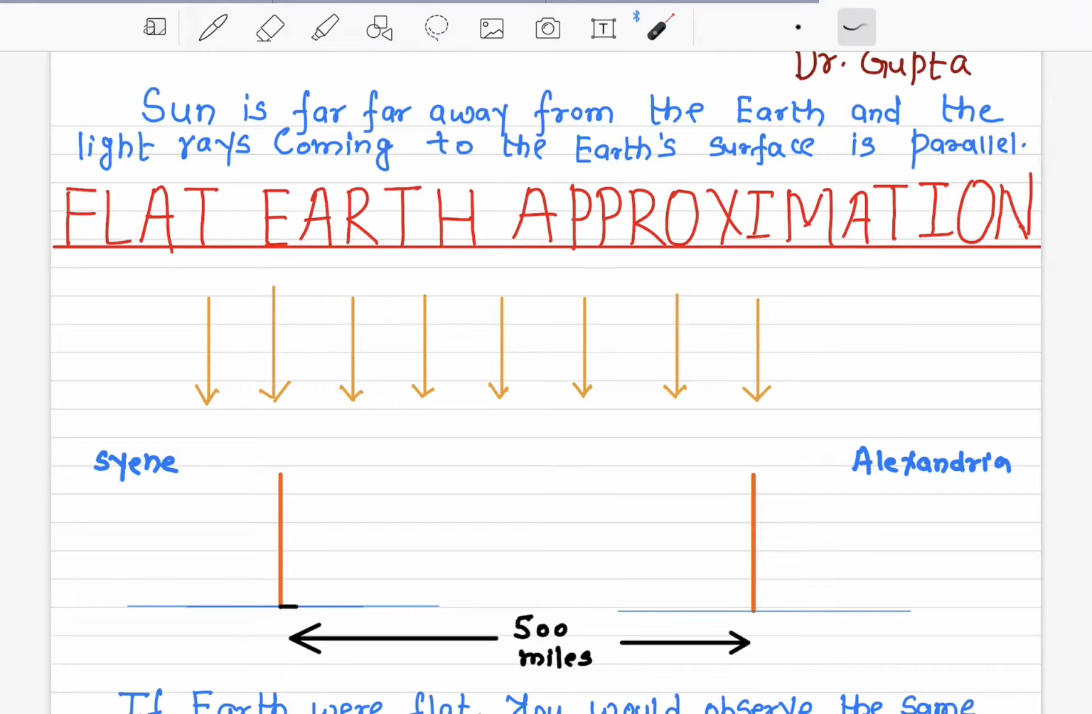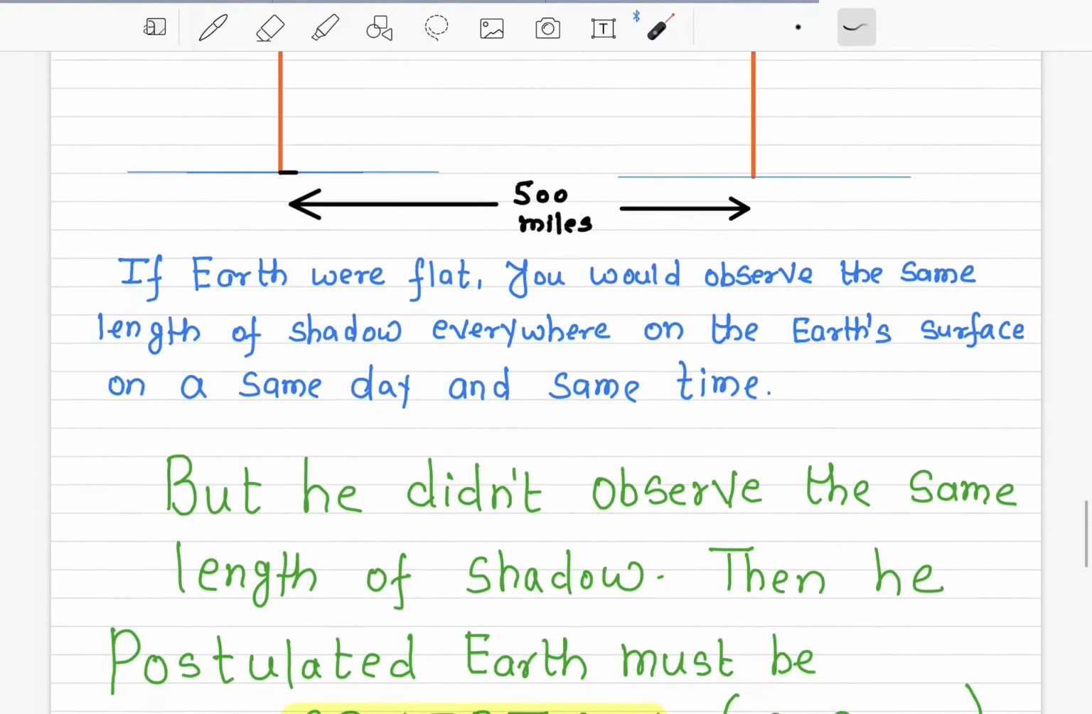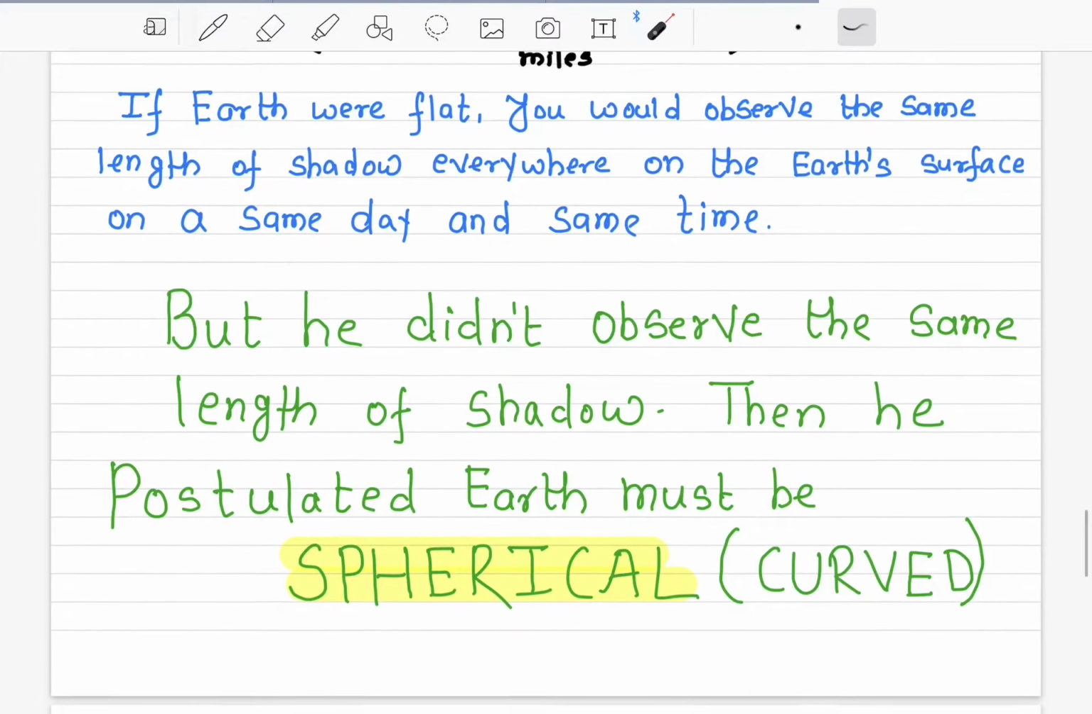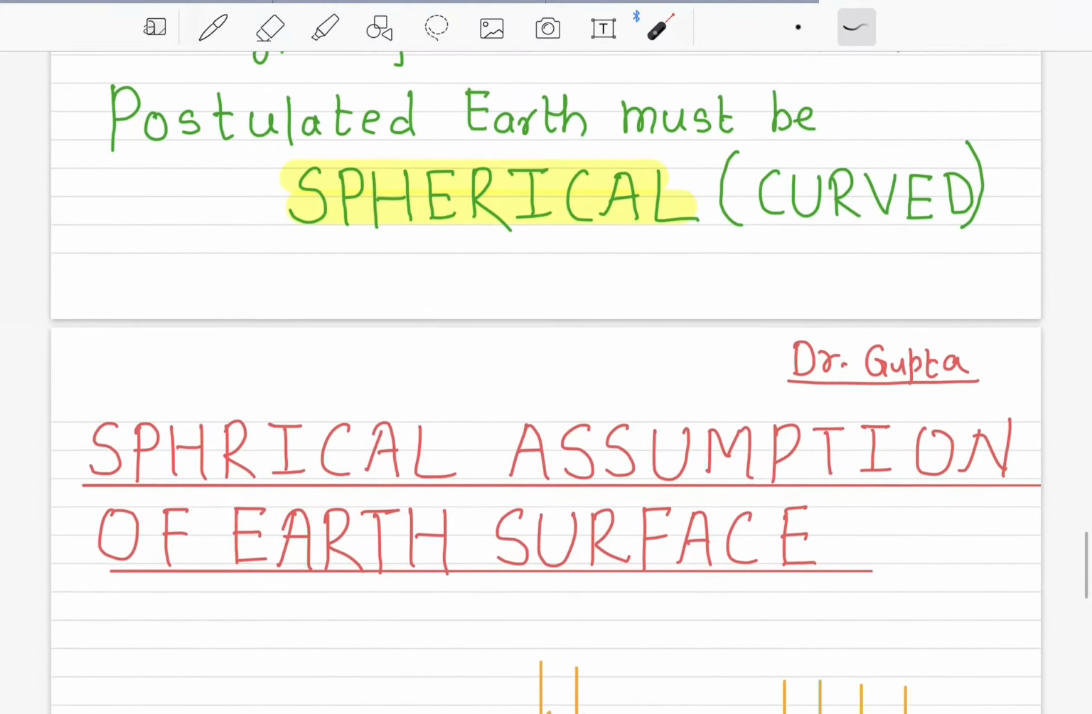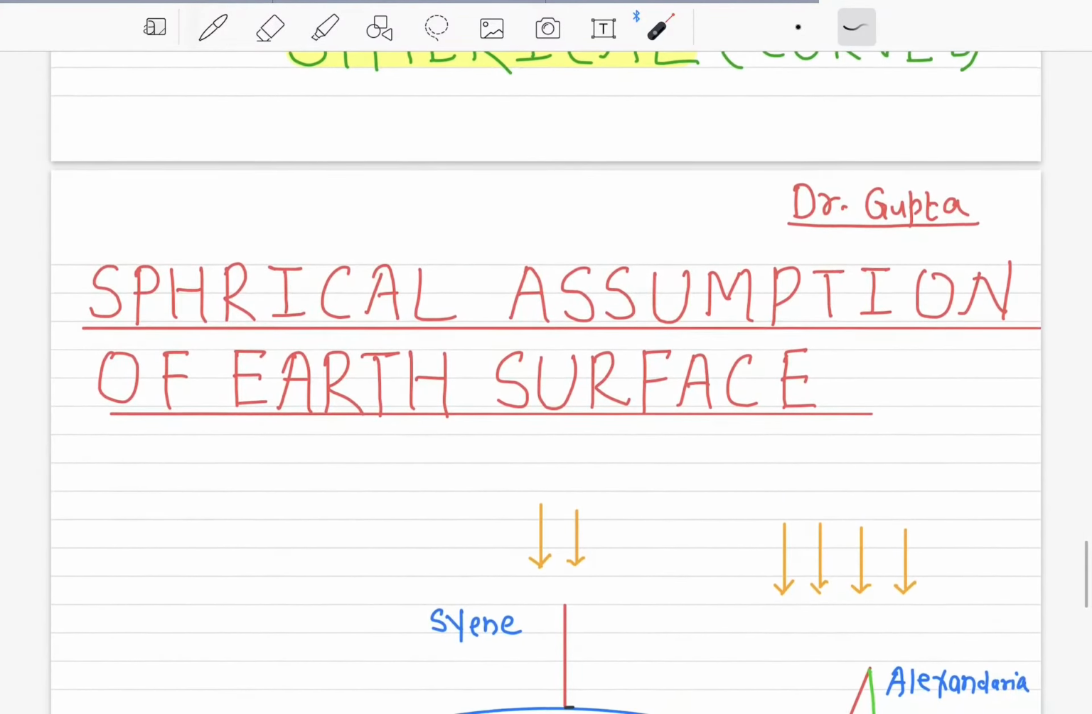He observed in Syene that the length of the shadow was close to zero. There was no shadow at all, in fact. And in Alexandria, he observed there was some shadow. So this made him believe that the earth is not flat but rather spherical. Now let's talk about the spherical assumption of earth's surface.